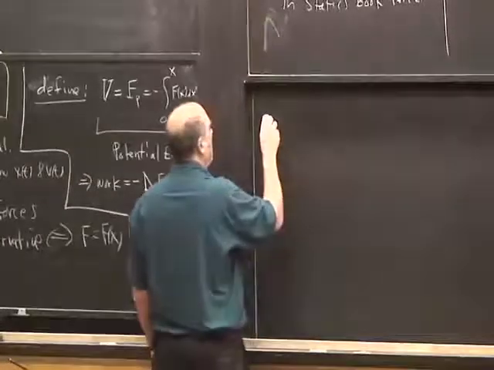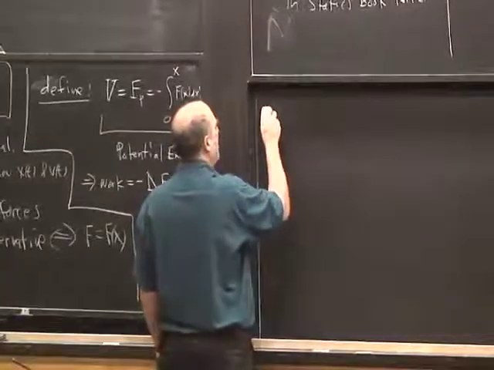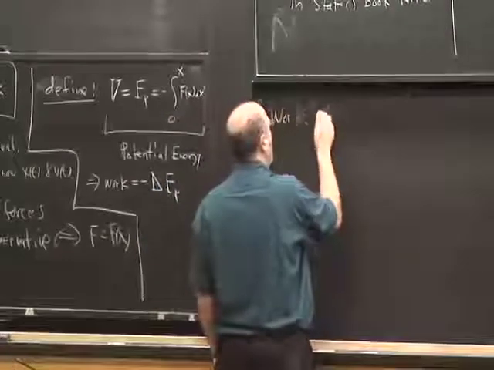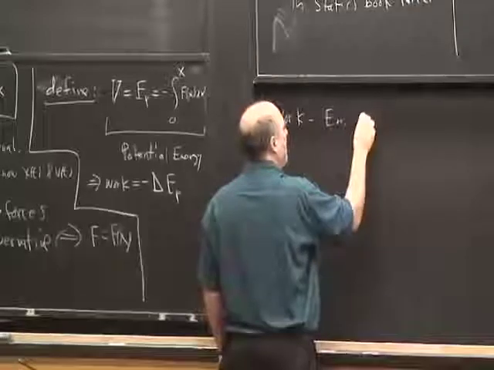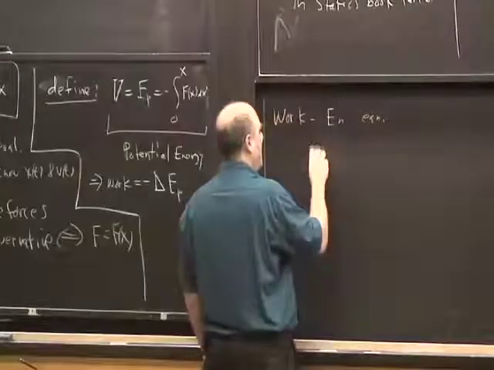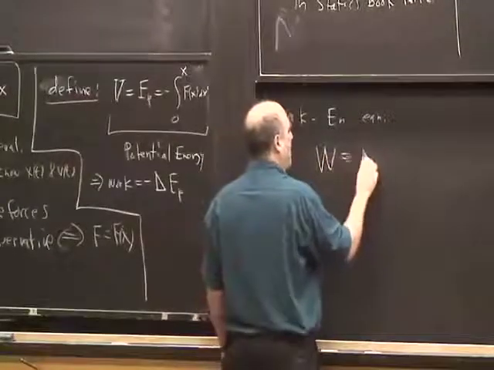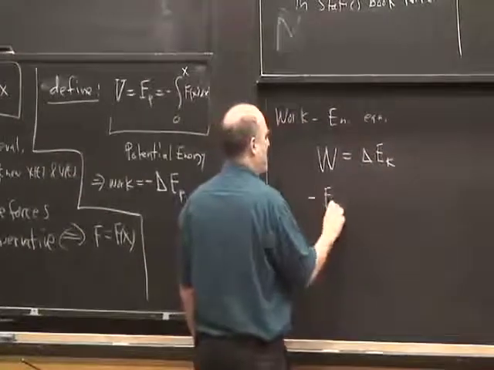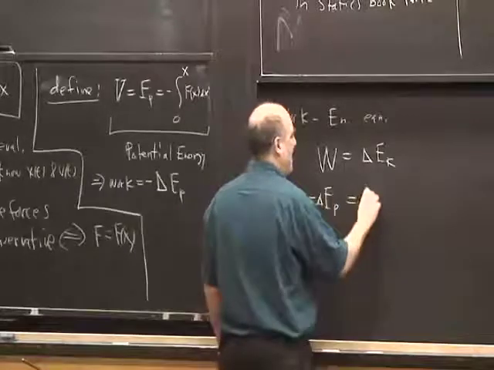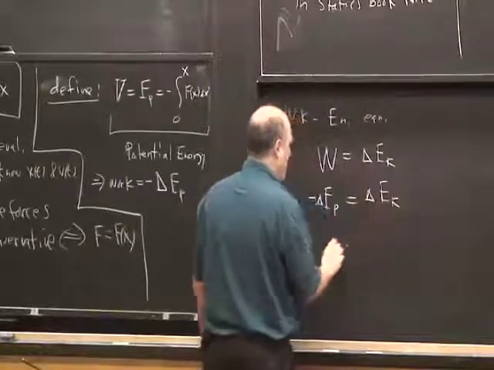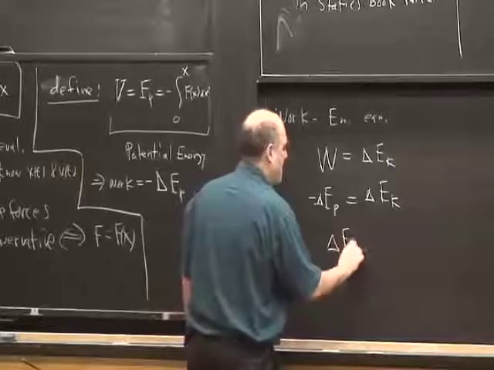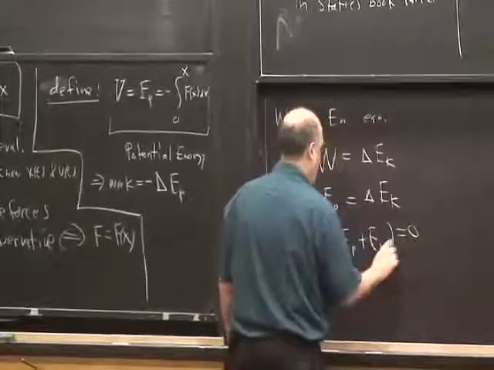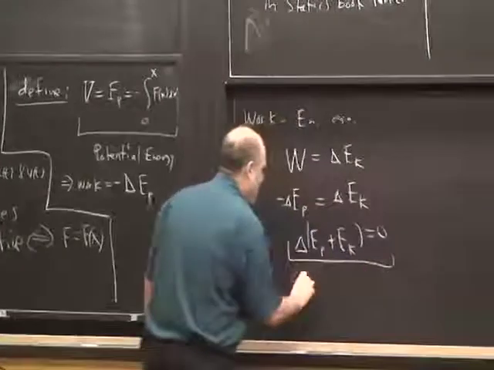So now we go back to our work energy equation, which says that the work is equal to the change in the kinetic energy. Now we have minus the change in potential energy equals the change in kinetic energy. And that means that the change in the potential energy plus the change in the kinetic energy is equal to 0. And this is what people call conservation of energy.